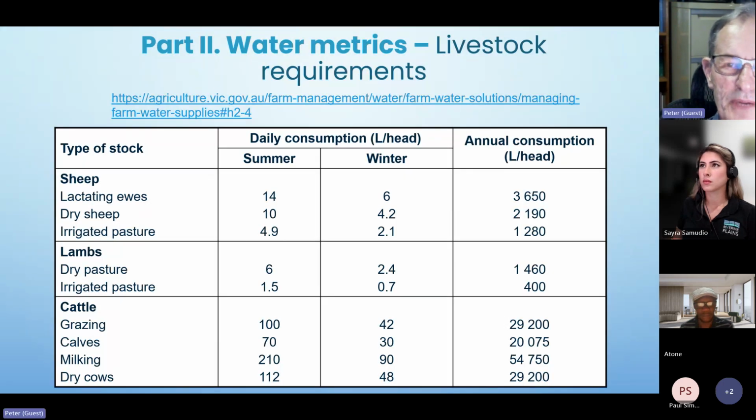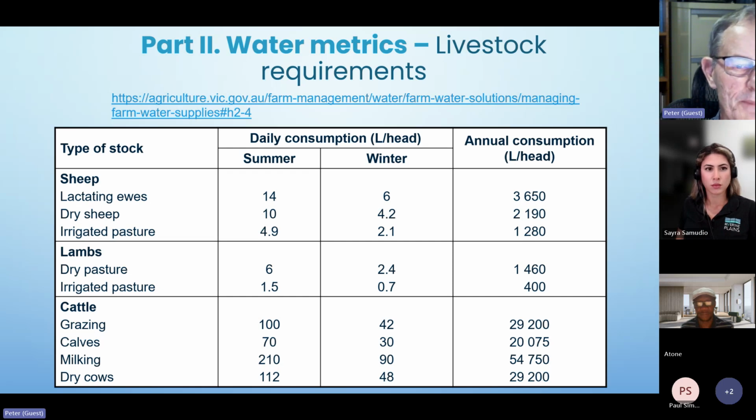A key component, perhaps the key component, is working out the water requirements for your livestock. And in this case, I've taken information from the Agriculture Victoria website that you can see at the top there. And there's a table of various types of stock. And lactating ewes in summer might take anything up to 14 litres per head per day.